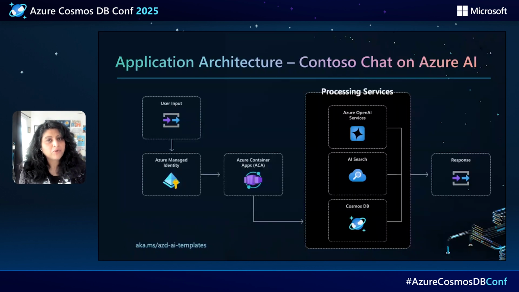So how does this map to our architecture? This is the Contoso Chat architecture. And you can almost see RAG in play. The user input comes in. Our Contoso Chat AI is hosted on Azure Container Apps. A request comes in through this.